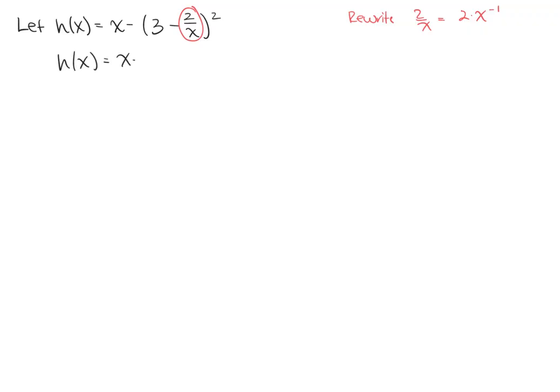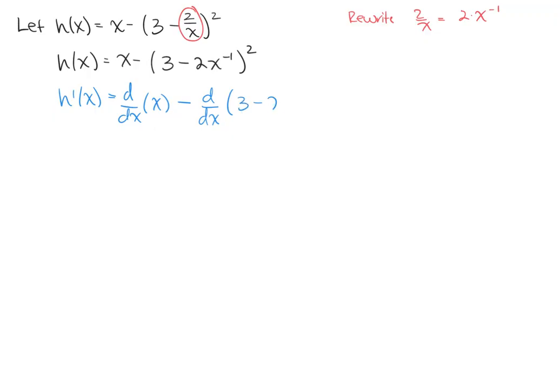Okay, let me just rewrite this then. h of x is equal to x minus (3 minus 2 times x to the negative 1 power) to the second power. Okay, so here what we're going to do is take the derivative of each term with respect to x. I'm going to take the derivative with respect to x of x, and then also the derivative with respect to x of this entire quantity, (3 minus 2x to the negative 1 power) raised to the second power. So notice that when you're ready to take the derivative, you can drop that notation d dx.